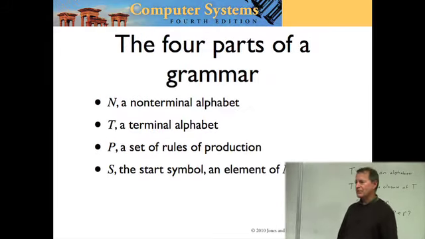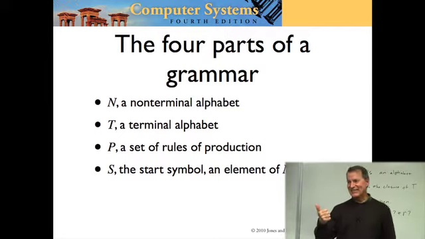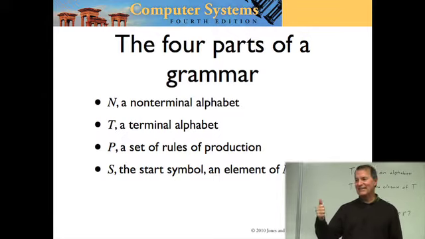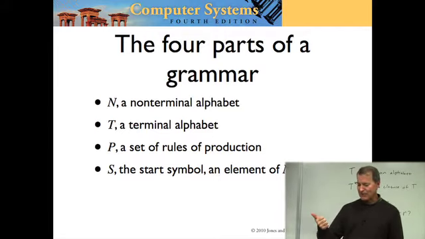All right. So now, this reminds me of the von Neumann cycle. What are the 4 parts of the von Neumann cycle? Fetch, decode, increment, execute, repeat. What are the 4 parts of a grammar? It's going to be a non-terminal alphabet, which we'll denote by N. A terminal alphabet, which we'll denote by T. A set of rules of production, which we'll denote by P. And the start symbol, which is an element of N.